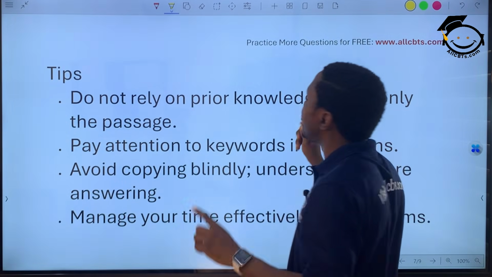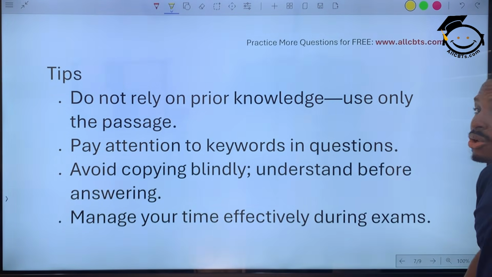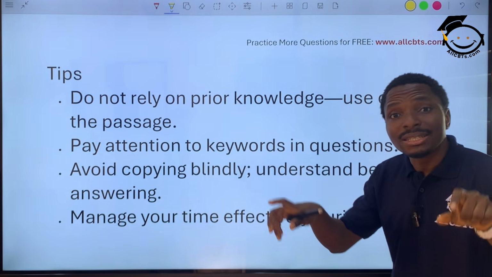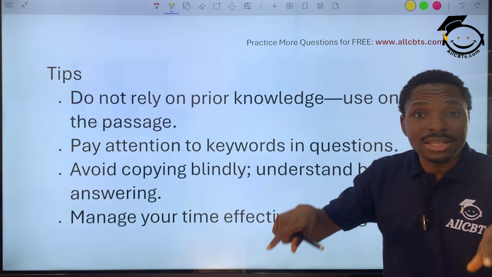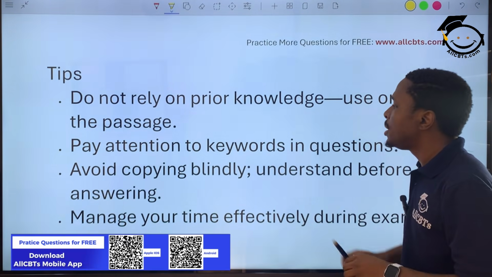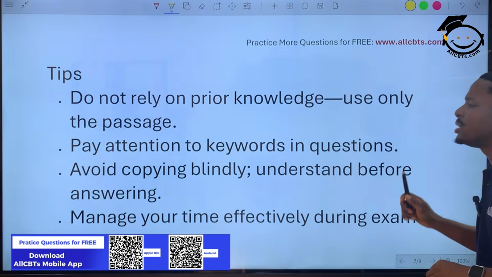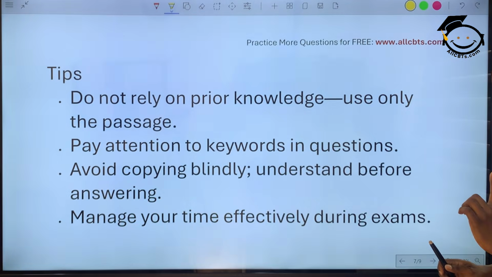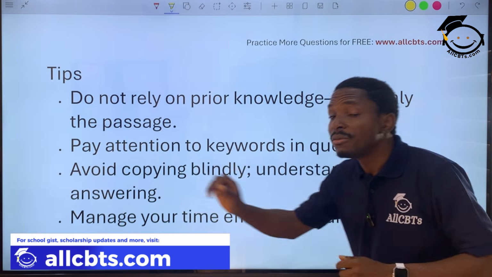Tips. Do not rely on prior knowledge. I just said that. Not on what you've learned before. Focus. Even if what you are reading in the passage is a lie, make sure that you base your answer on that lie. This is the rule of comprehension passages. Pay attention to keywords in questions. Avoid copying blindly. Don't copy word for word.